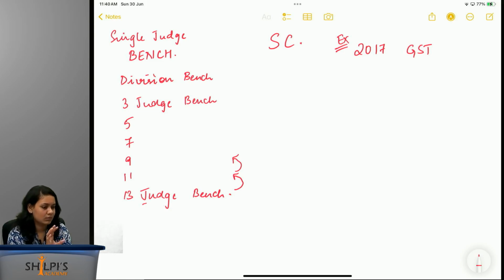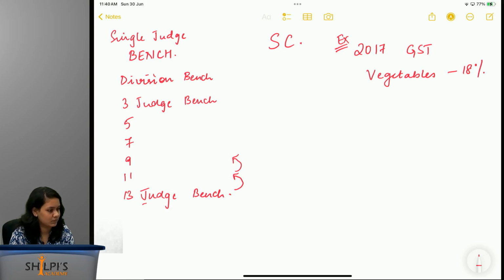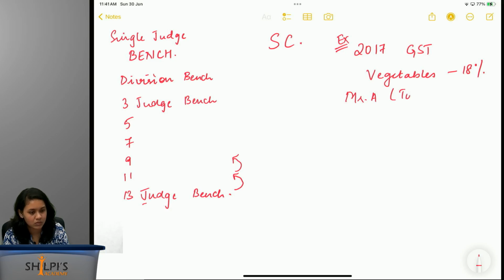Now, again, this is purely an example. It's not actually applicable. They said that all vegetables attract an 18% GST. Okay, great. So it's fine. But we have a Mr. A who is a tomato trader. And so he decides, tomato is not a vegetable, it is a fruit. I will not pay GST. This is what he decides and he continues like that.